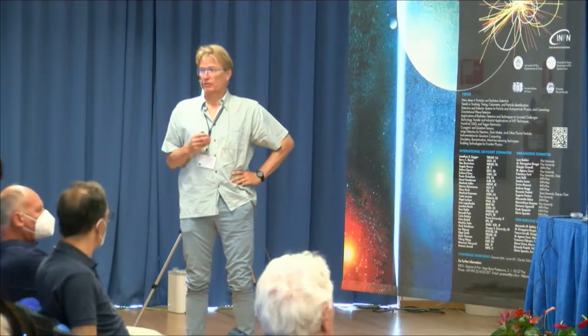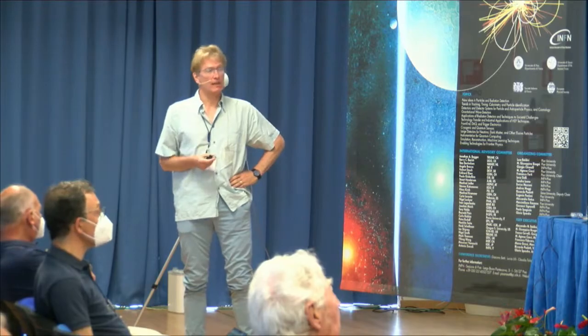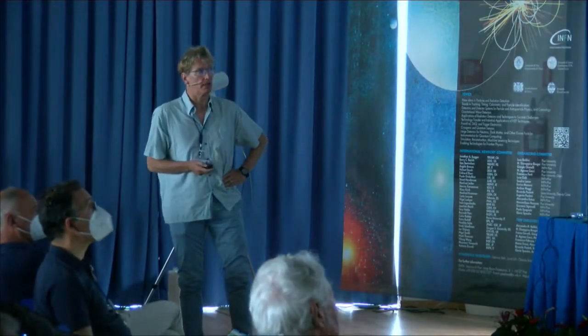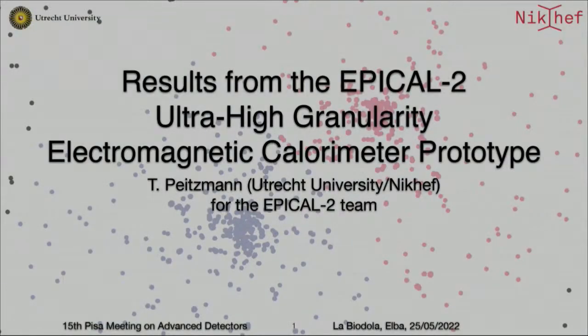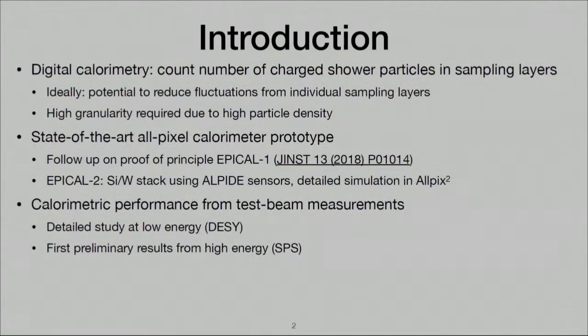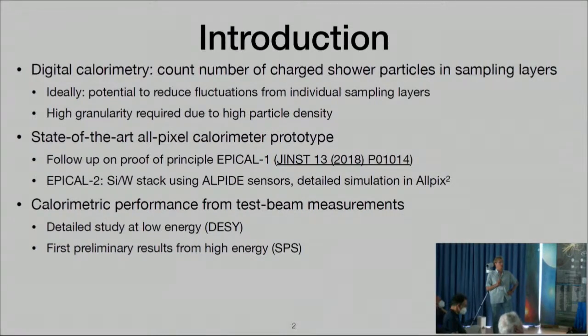I would like to talk about a small prototype done in the context of generic R&D for ultra-high granularity electromagnetic calorimetry. I will explain what I mean by ultra-high in the next few slides. This ultra-high granularity allows us to do digital calorimetry. The idea is to count the number of charged shower particles in sampling layers. Ideally, this would allow us to reduce the fluctuations from the individual samplings. If you are really able to count the particles, then you don't depend on the actual signal they give in the layers. We need high granularity for that due to the very high particle densities, in particular in a shower core.